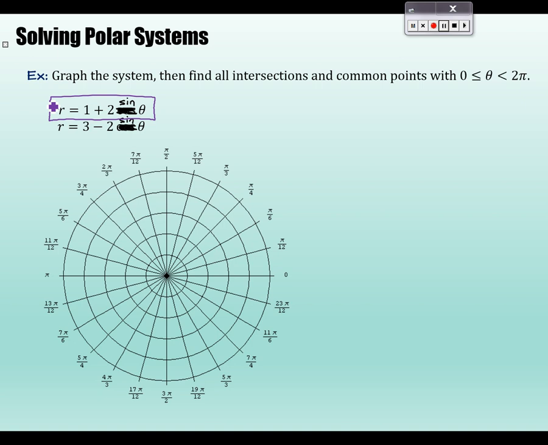Purple and blue, that's what we'll do. But what are these? Both of them are limaçons. Shout out to the French teachers.